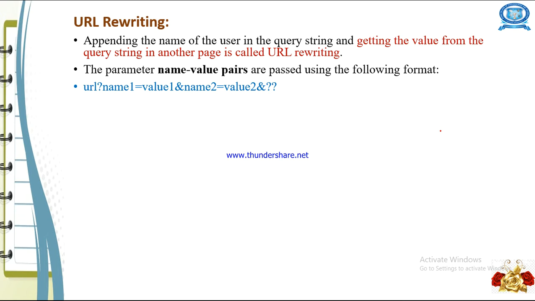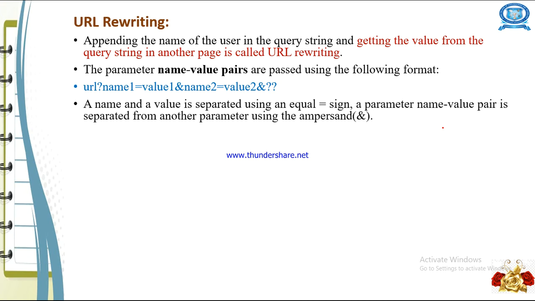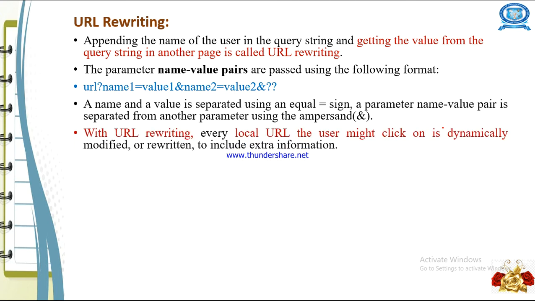It is separated by using the question mark. So URL question mark name1 equal to value1 and name2 equal to value2. The question mark separates the URL from the names and values, and the equal sign separates each name and value, and each parameter pair is separated from another parameter using the ampersand symbol. Okay. So with URL rewriting, every local URL the user might click on is dynamically modified every time to include the extra information.